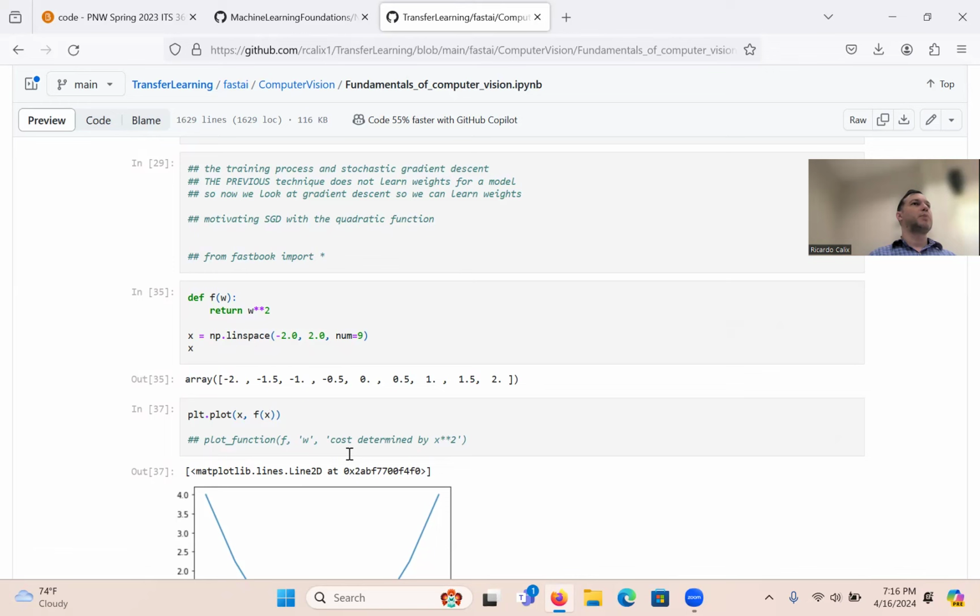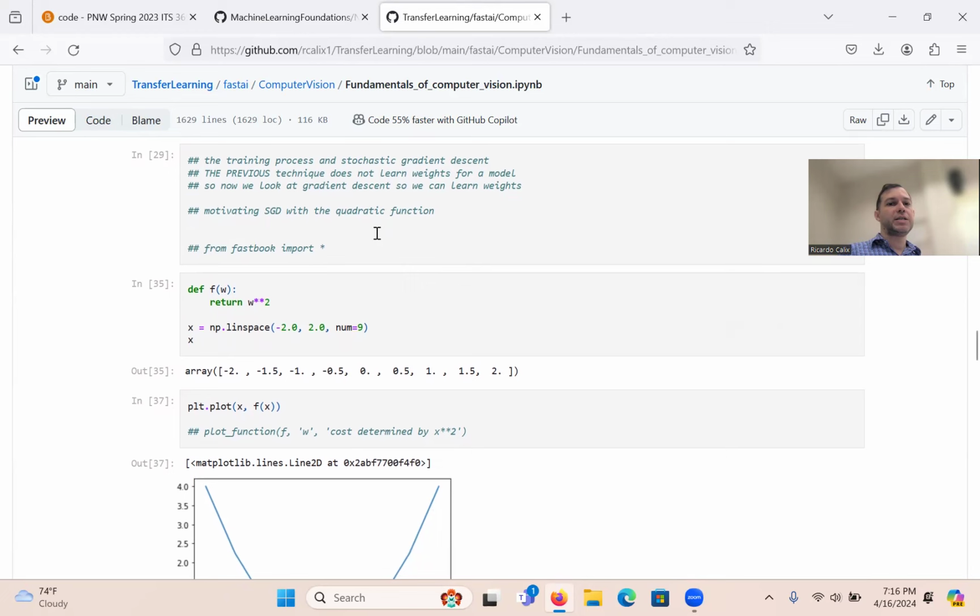All right, so this is now the same idea I was talking about in notes and everything, but in PyTorch, right? So we're looking at it and getting a feel for how this works. So let's take a look at this one first, the training process and stochastic gradient descent. This is the technique that allows us to learn the weights. Okay, so now we can look at gradient descent so we can learn the weights, right? That's basically the idea.